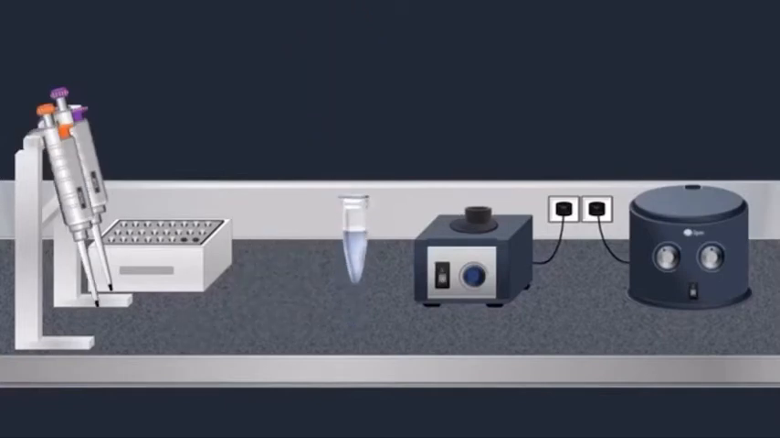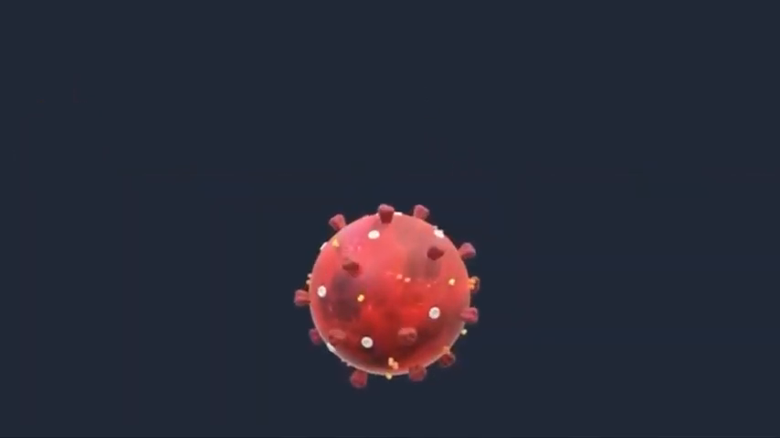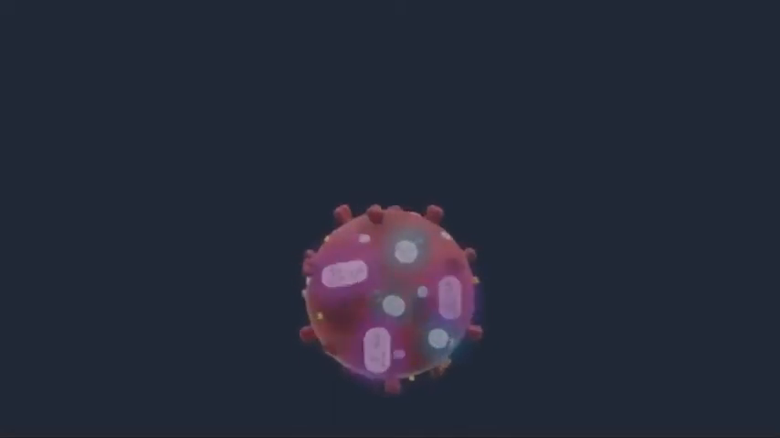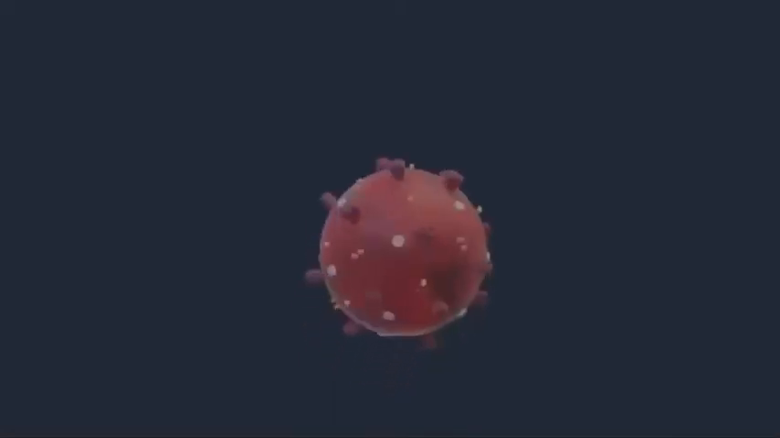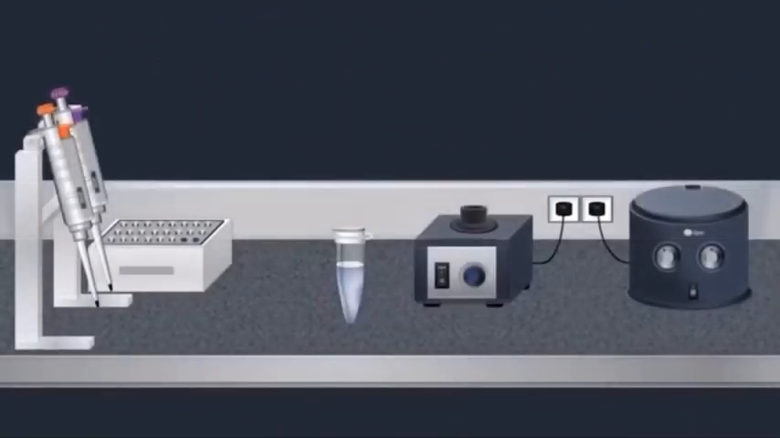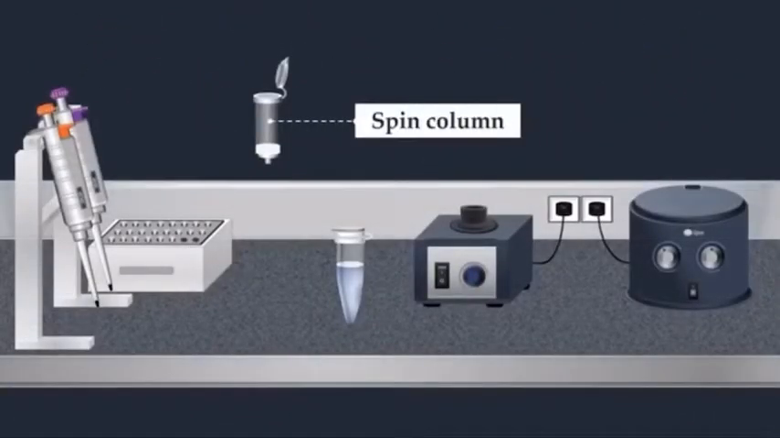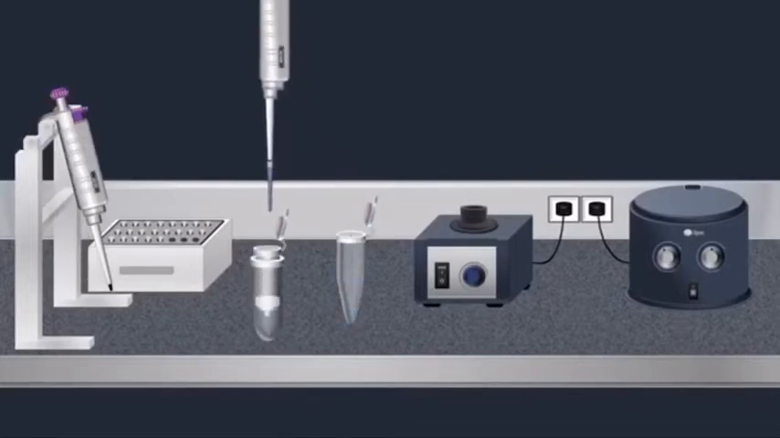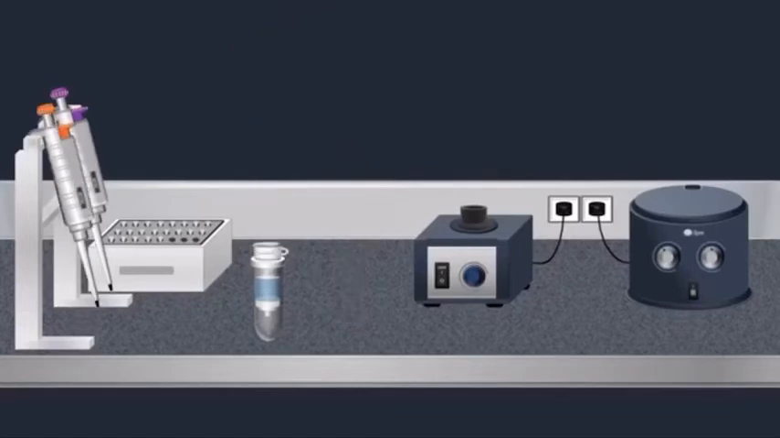Once the lysis buffer is added, the tube is mixed by pulse vortexing and incubated at room temperature. Then the virus is lysed under the highly denaturing conditions provided by the lysis buffer. Once the sample is lysed, a purification procedure is carried out using a spin column. The sample is loaded onto the spin column. Then a centrifugation is performed.